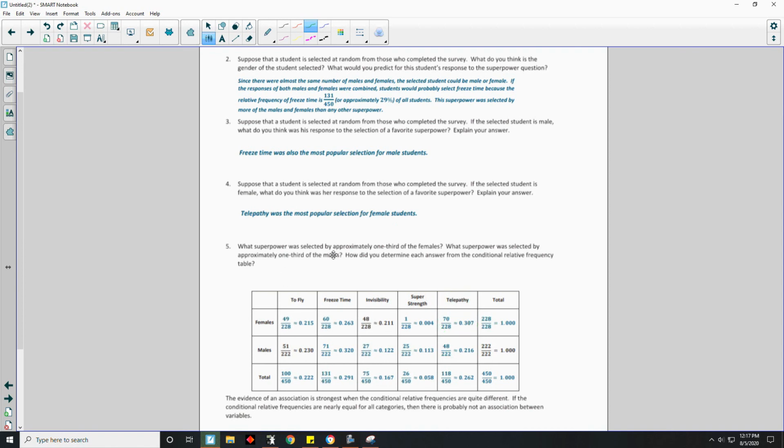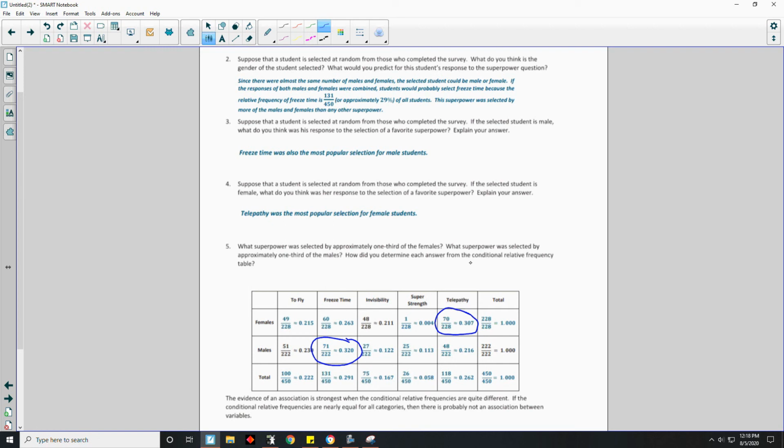Okay, what superpower was selected by approximately 1/3 of the females? Okay, so remember 1/3 is 0.33 or 33%. So that would be telepathy. What superpower was selected by approximately 1/3 of the males? So what was about 33%? Well, here's 32%, so that'd be freeze time.